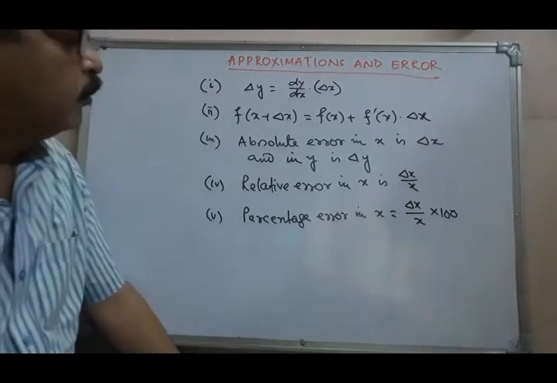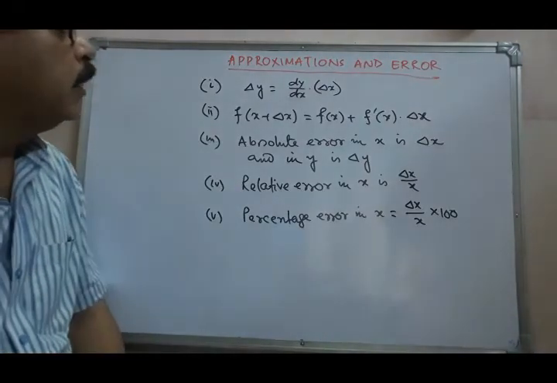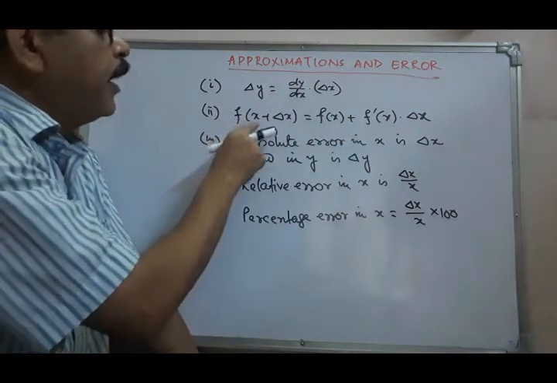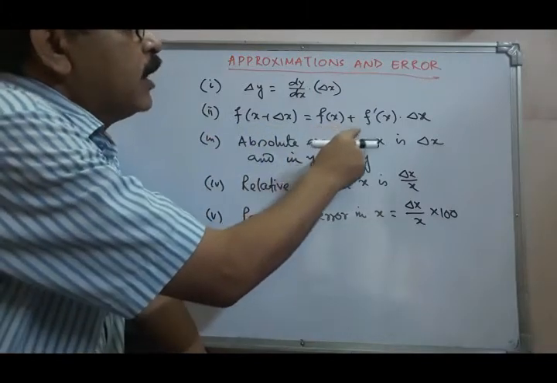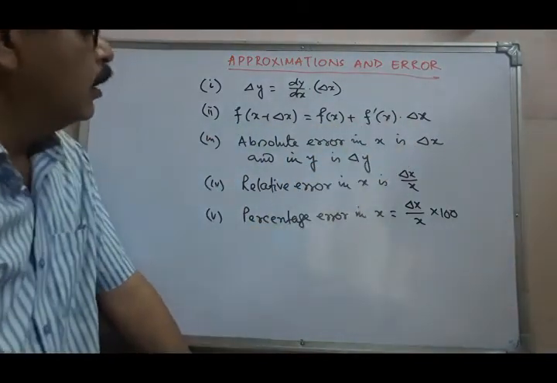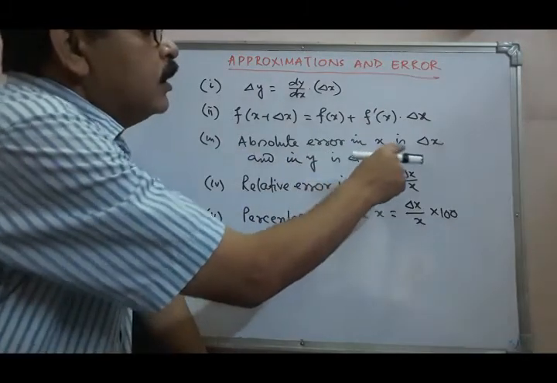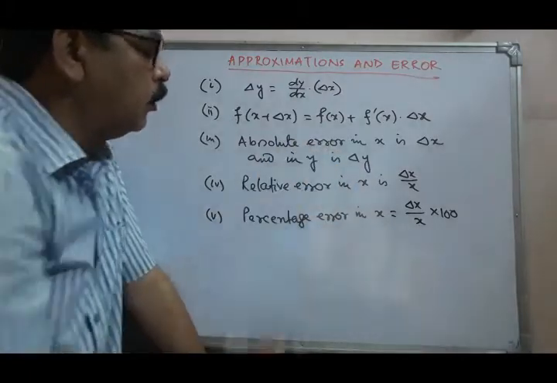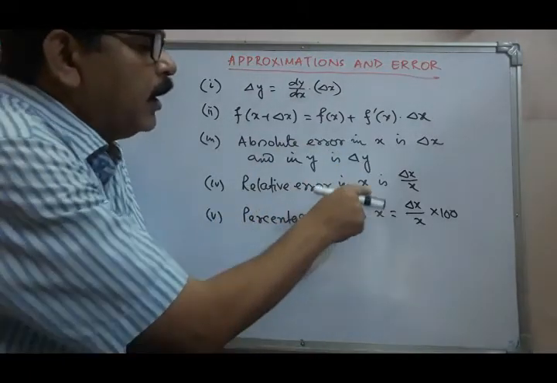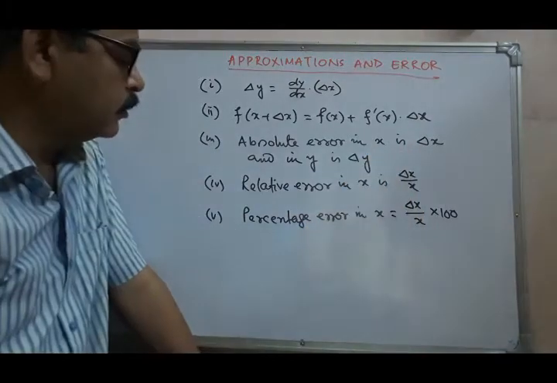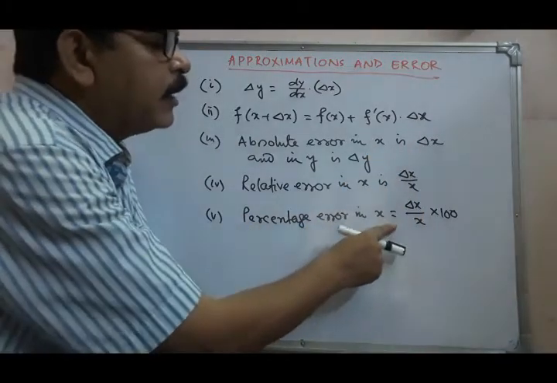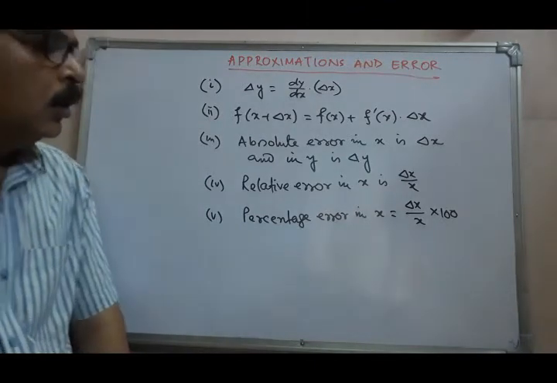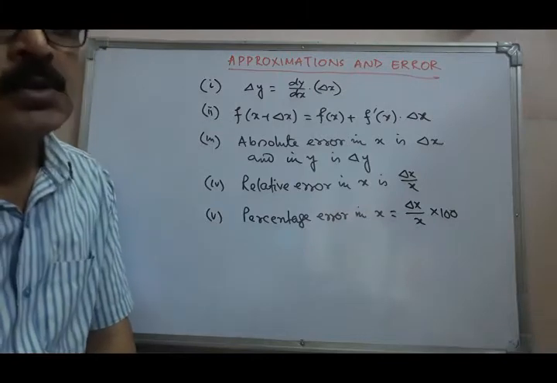Next, formula number 3. We are writing the formula once again. Formula number 1: delta y equals dy by dx into delta x. Formula number 2: f of x plus delta x equals f of x plus f dash x into delta x. Absolute error in x is delta x and the corresponding absolute error in y is delta y. Relative error in x is delta x by x, and percentage error in x equals delta x by x into 100. Now we are explaining with a suitable example.